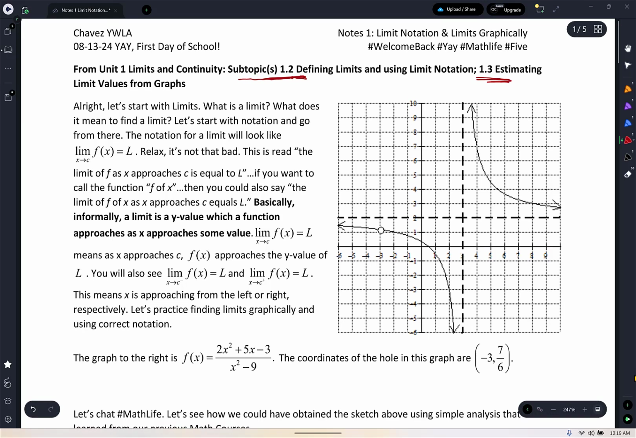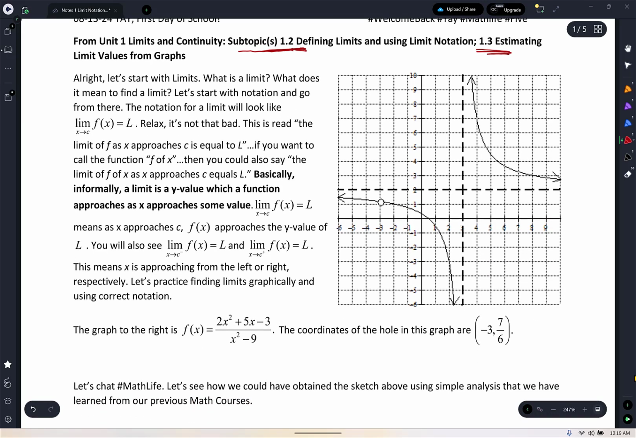Did we do limits last year? We did, right? A little bit. What is the limit? Pretty much all the limit is, what y value are you approaching as x approaches some specific value? Sometimes it's also a behavior, so it just depends. And if you read this, it says, what does it mean to find a limit? Let's start with notation and go from there.